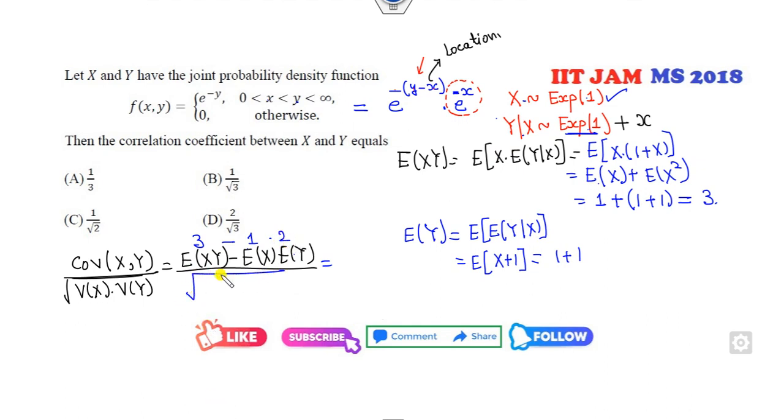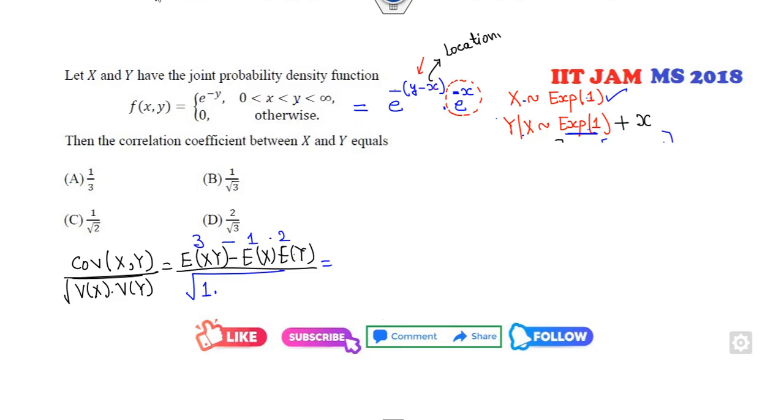Now the variance of x, for an exponential distribution, is 1. How can you find the variance of y? I can clear this screen. The variance of y is the expected value of the variance of y conditioned on x, plus the variance of the expected value of y conditioned on x. Make sure that for the expected value outside, the parameter is a constant, whereas inside the variance, it is a variable.